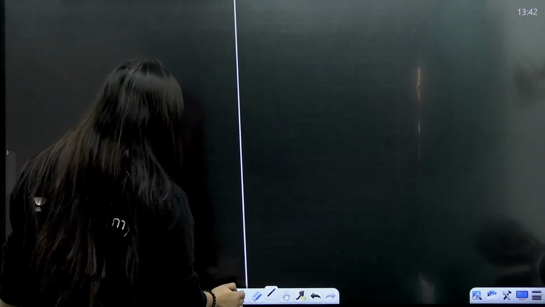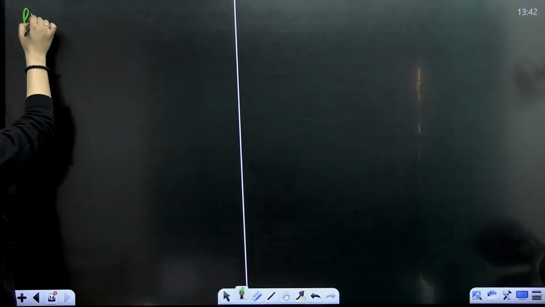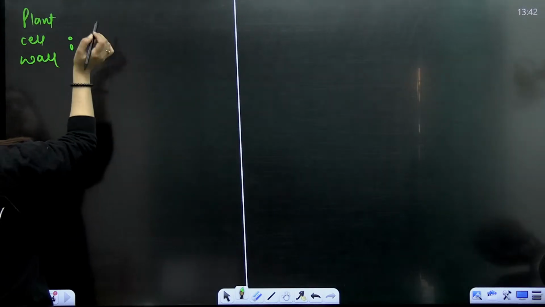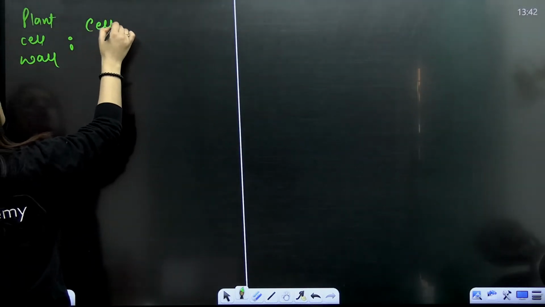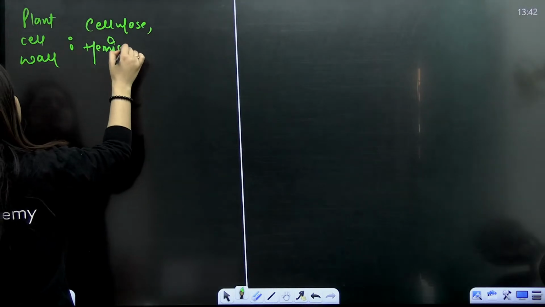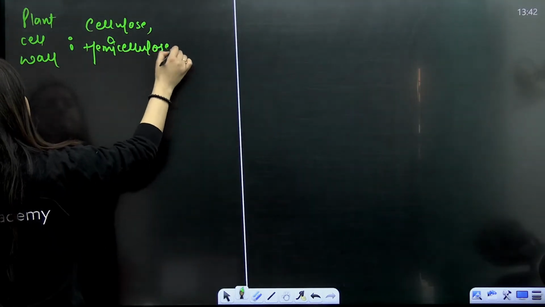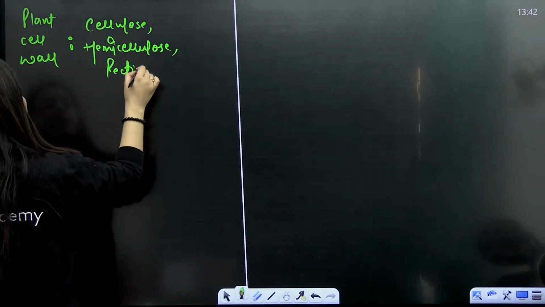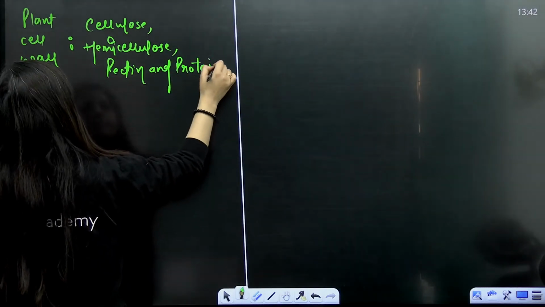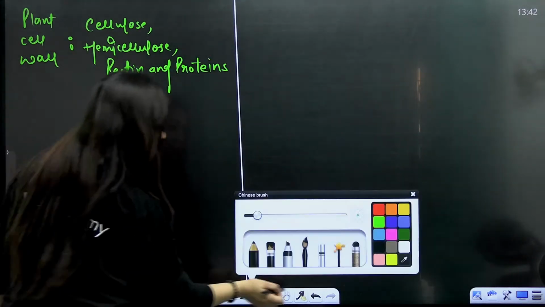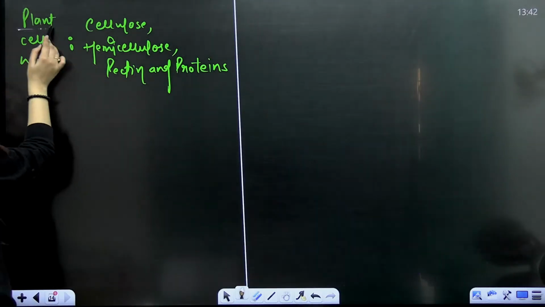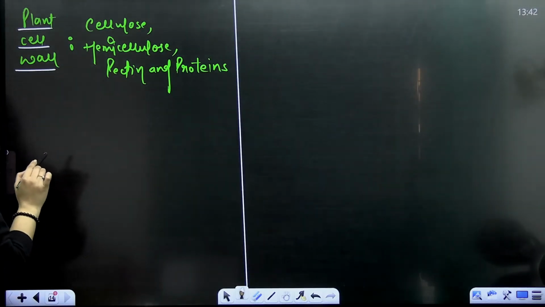Now, in the plant cell wall, because the composition is also different, na? You will have cellulose, hemicellulose, pectin, and of course some proteins. Done? Yes? That's what we have in the plant cell wall.